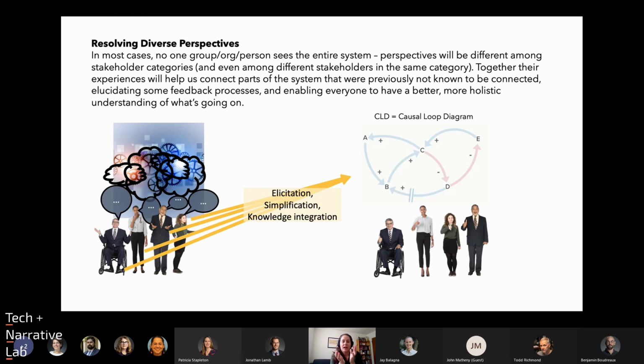You can see here, this is talking about resolving diverse perspectives, which I think has a lot to do with how we're engaging these different groups and some methods for bringing those perspectives together and then having a way forward from groups that might have different perspectives. And if you go to the next slide.